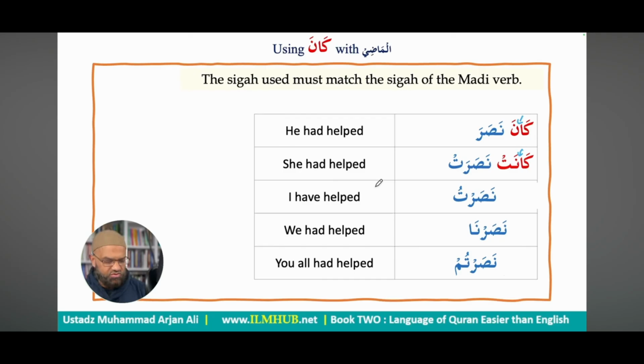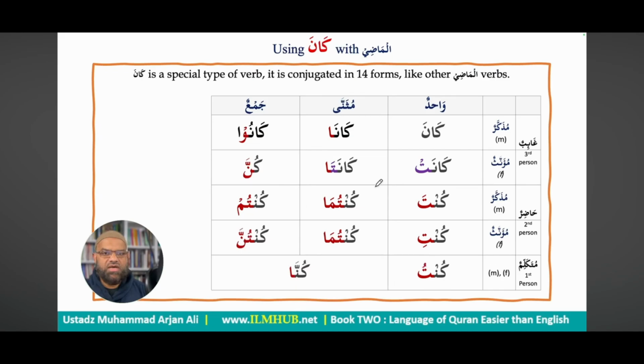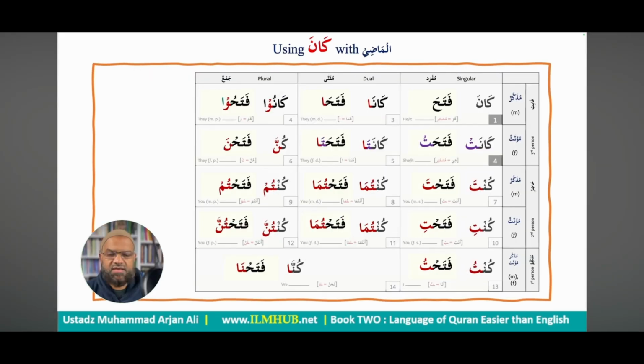So for female, in English it's she was or he was. But in Arabic, it becomes kana for he was, for masculine, or kanat for a female. So it's not as simple as, oh, how do you say was in Arabic? It depends on the context, it depends on what message you're trying to convey. How many people are you talking about? Are they male? Are they female? So it's quite interesting.